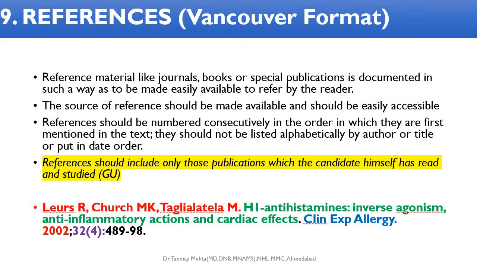All the references which you have taken from journals, books or internet have to be mentioned here. Most of the journal articles have to be in Vancouver format, in which initially you will write author names, then topic name, then name of journal, year of publishing, volume, issue, and the page numbers. In this order you have to mention it, and you have to only include those publications which you yourself have read and studied.